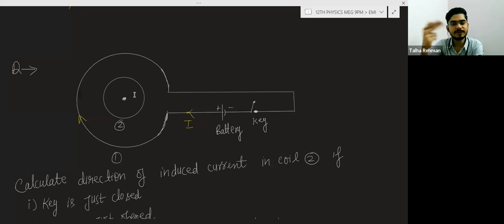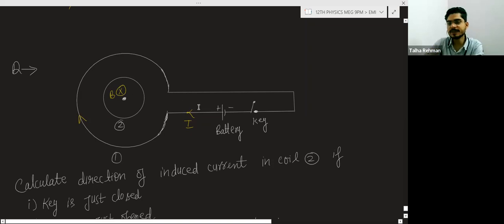Okay, magnetic field is inwards. First case, magnetic field is inwards, and this current is increasing from 0 to the maximum. Means you can say the magnetic field is increasing from 0 to maximum.